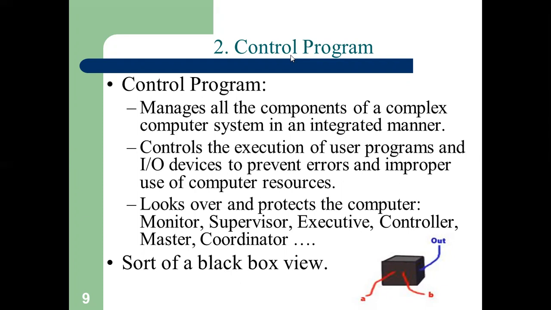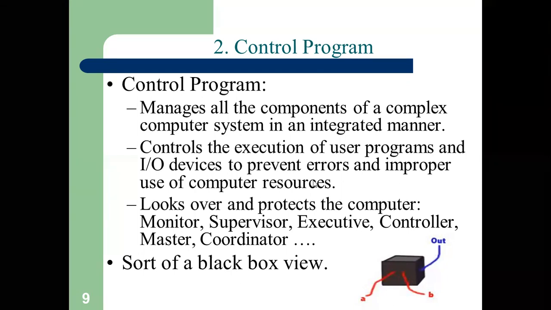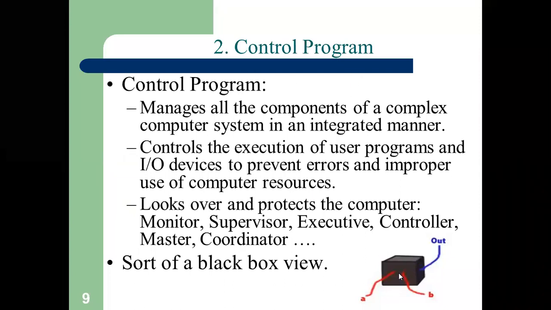Sort of a black box view. Now you can see here, this is like this. Here we will get the output, and A and B here. We are using various control programs, and here we will get this sort of output. So it is a sort of black box. The control program provides several types of functionality and an interface with the system. So there is a big role of the control program here.